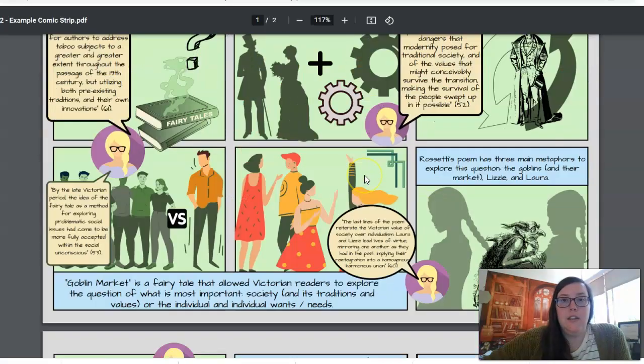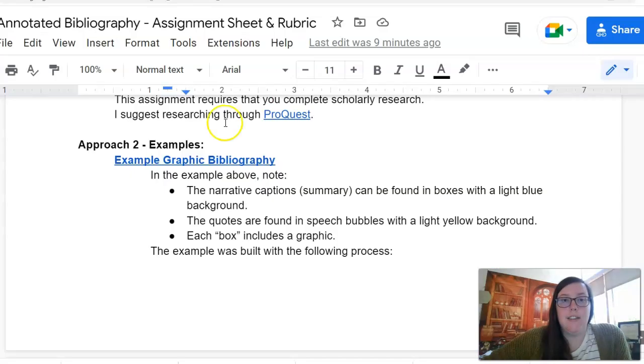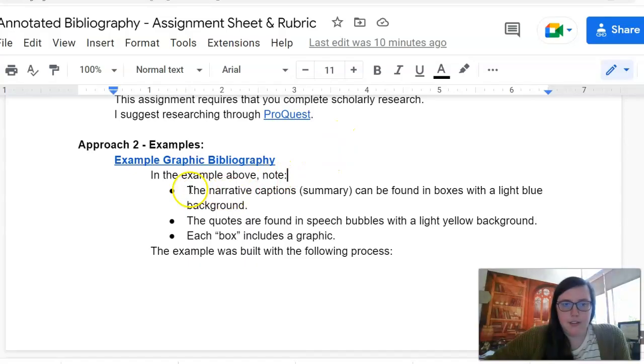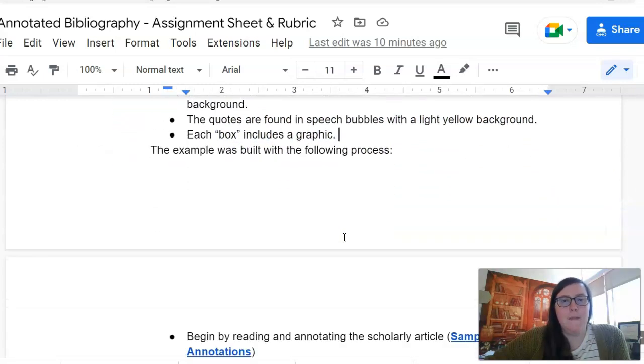This is the example that's linked on the assignment sheet. I read Conventionalism and the Utopianism in the Commodification of Rossetti's Goblin Market. I've covered this. Narrative captions, you can notice in the example, have a blue background. Quotes are found in speech bubbles with a yellow background, and each box, or almost every box, includes a graphic.